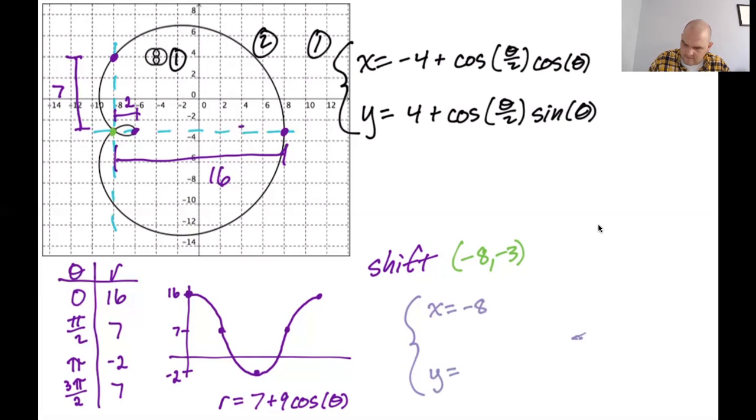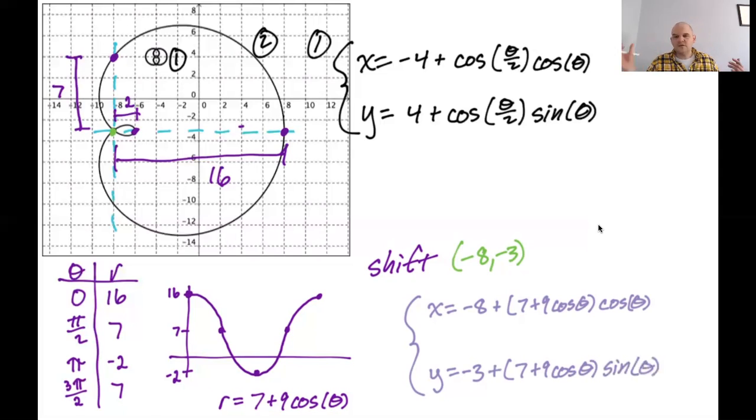-8 and then -3, and what else? So we're going to go plus the quantity 7 plus 9 cosine theta, and then there'll be a cosine of theta because we're writing it parametric, and then plus the quantity 7 plus 9 cosine theta, and then sine theta. There you go.